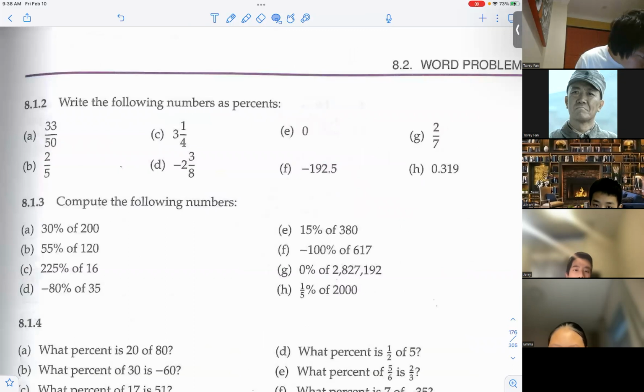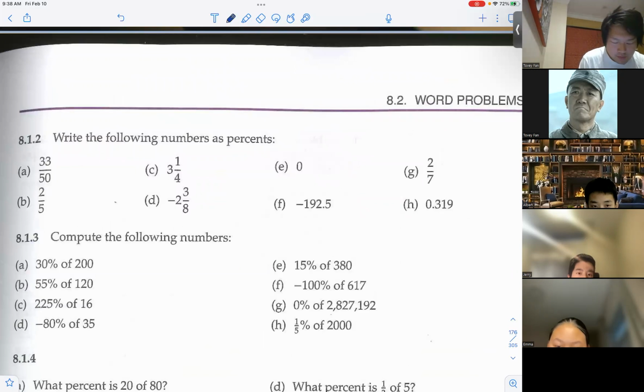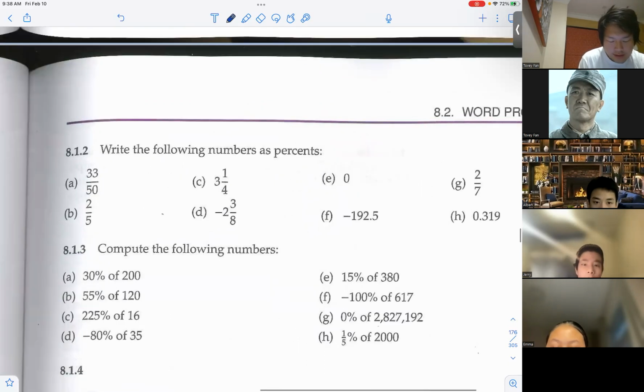Change these numbers into percents. Okay, so Emma, you have C. Changing fractions into percents, what we do generally is we try to change the denominator into 100, right? So for any fraction, let's say we use A. For this fraction, you want to change the denominator into 100, and to do that, you basically times by 2, right? So times both top and bottom by 2, and you get 66 over 100, and that is 66%.